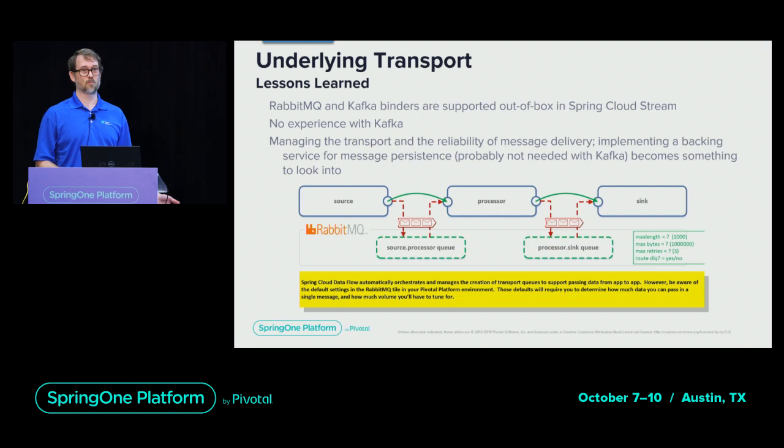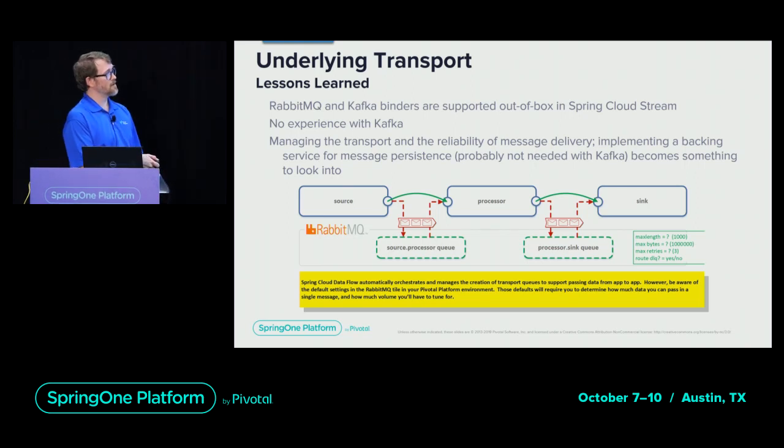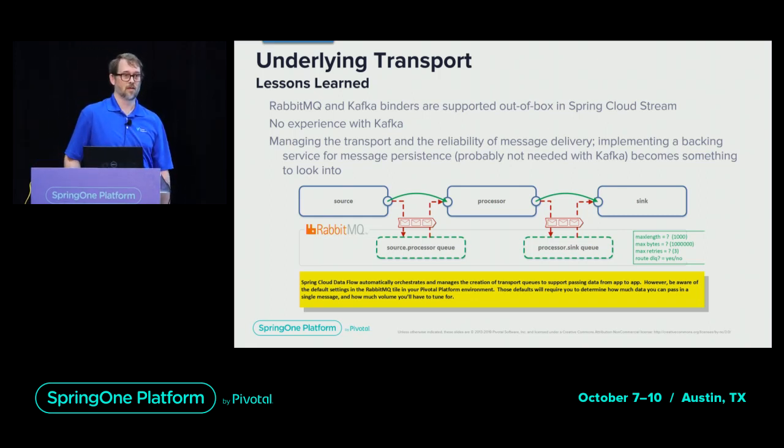The service tile in your platform may be provisioned with some particular default settings. So max length, for example, is how many messages a queue can hold. And max bytes is the total number of bytes a queue can hold. So in this case, 1,000 max length and 1,000,000 max bytes means I can have up to 1,000 messages, each 1K, in my queue before overflow or dead letter routing or any other kind of potential message loss might occur.